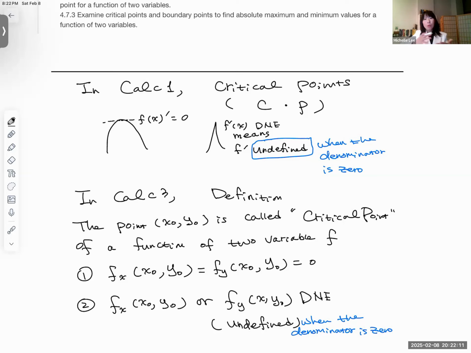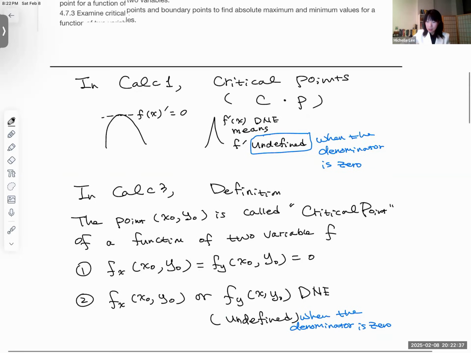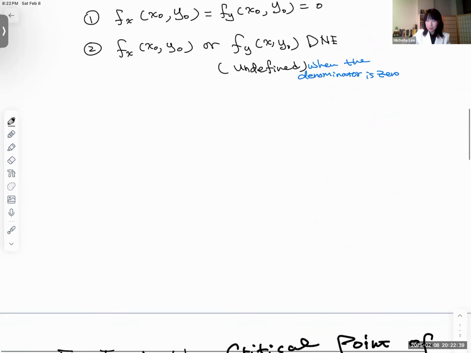Now we want to find where the partial derivative does not exist, with respect to x and with respect to y. What this means is we look for where the derivative is undefined, which happens when the denominator equals 0. So same concept, only with partial derivatives, right? All right, then let's do this example.